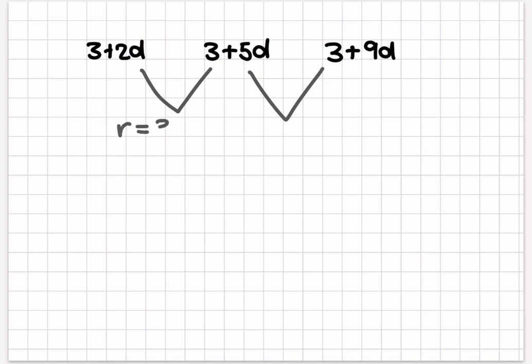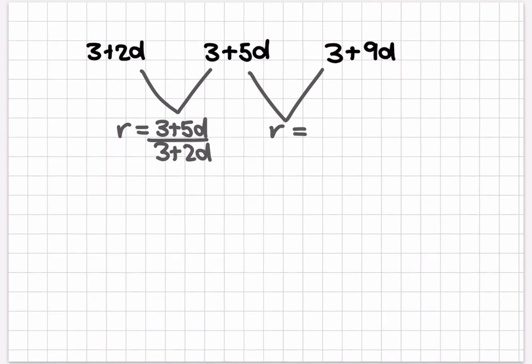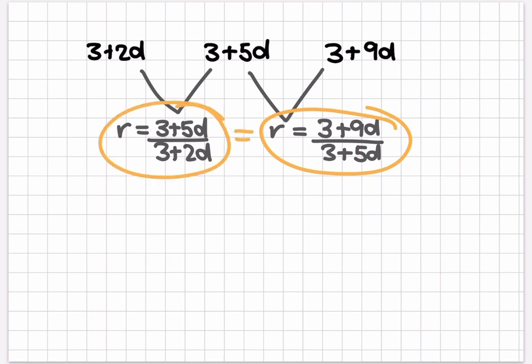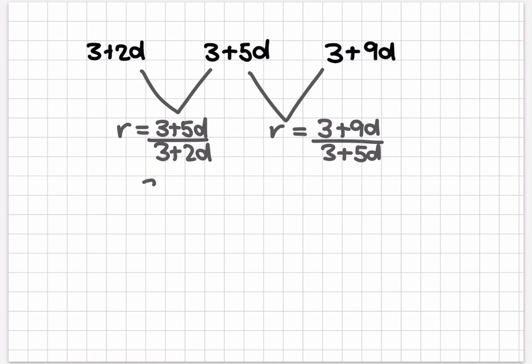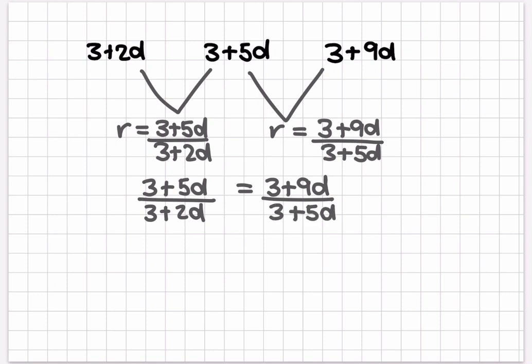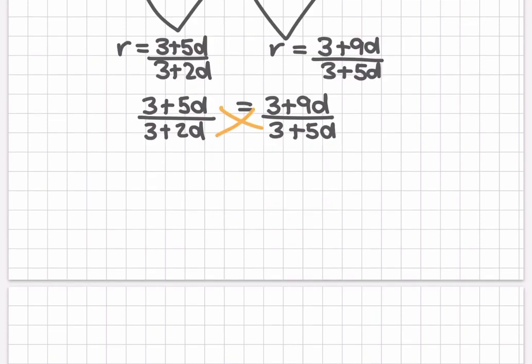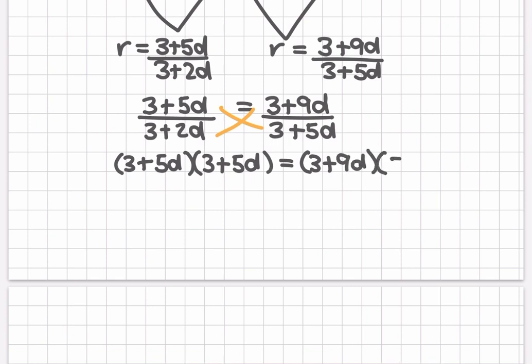The ratio is going to be equal to (3 plus 5D) over (3 plus 2D). And this constant ratio is going to be equal to (3 plus 9D) over (3 plus 5D). Now, because it is a geometric sequence, we know that the ratio stays the same. So these two are equal. So we are going to equate them. We say that (3 plus 5D) over (3 plus 2D) is equal to (3 plus 9D) over (3 plus 5D). Now we can cross multiply. We're going to say (3 plus 5D) multiplied by (3 plus 5D) is equal to (3 plus 9D) multiplied by (3 plus 2D). Now we're going to expand everything.